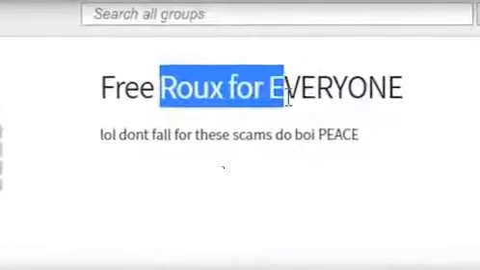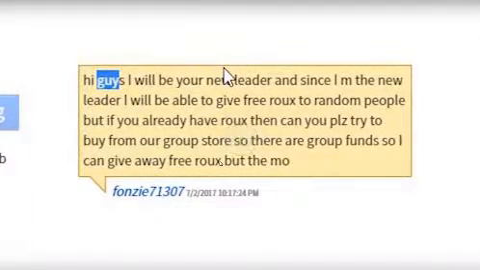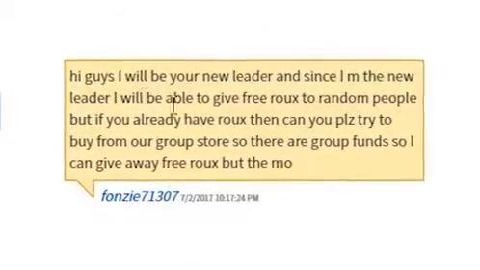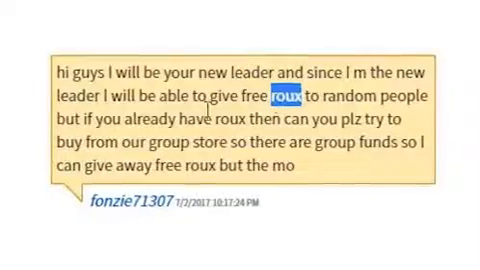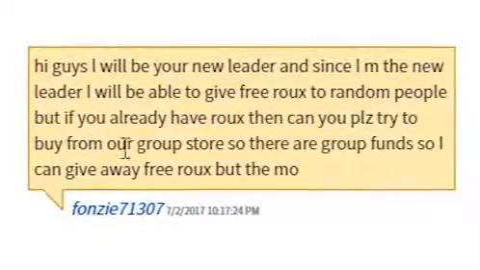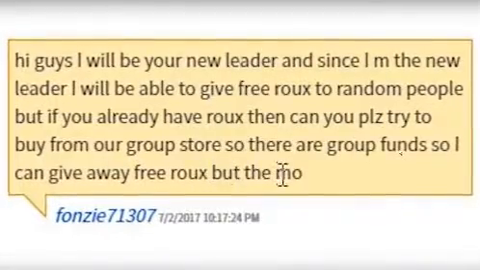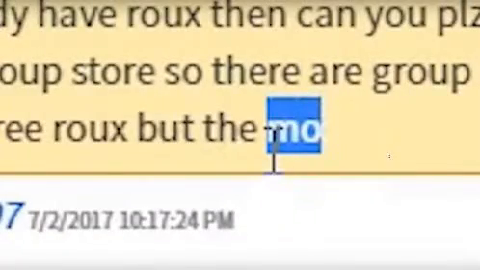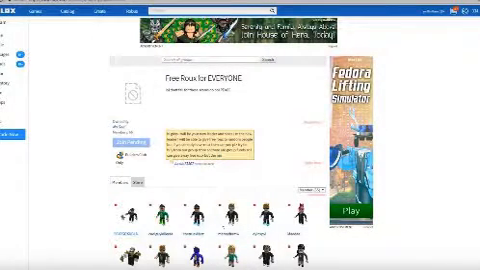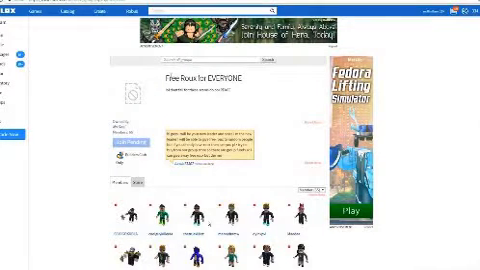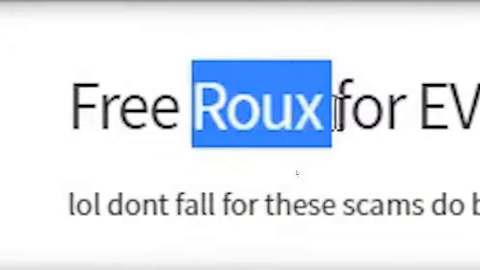Three Rauks for everyone. Rauks. Seriously. I will be your new group leader. Calls Roblox Rauks? Leader. And since I am the new leader, I will be able to give free Rauks to random people. But if you already have Rauks, then can you please try to buy from our group store so there are group funds so I can give away free Rauks? But the Mo, those are the last words he was able to squeeze out before he died of a heart attack. As you can see, he's dead and nobody owns his group anymore. Ever since he died, there is just a drought of Rauks. What in the world is Rauks?